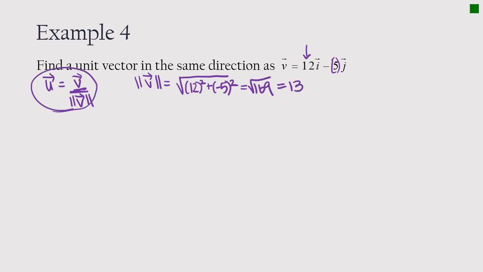So if I were to write this, the unit vector is 12i minus 5j, so what the actual vector is, divided by the magnitude. In other words, we could rewrite this as 12 over 13 i minus 5 over 13 j.